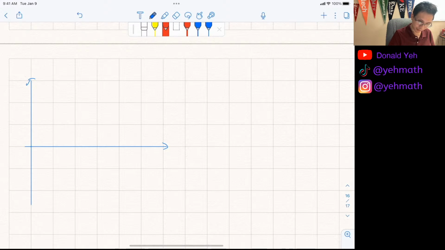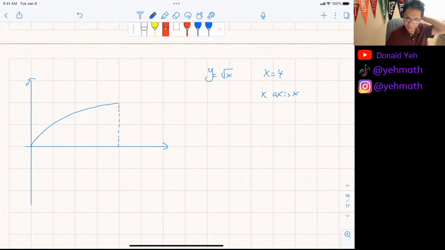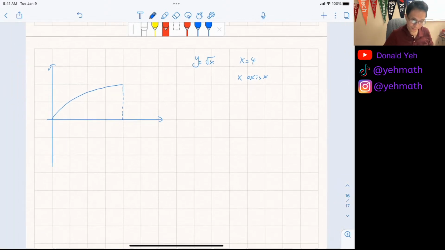So this one I'm gonna give you an accurate graph. y is equal to square root x, x is equal to 4, and the x-axis. So this is where all the bounds are. I want you to find the area between these bounds. That's your first task.